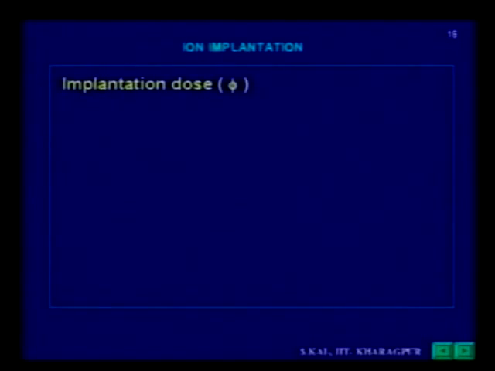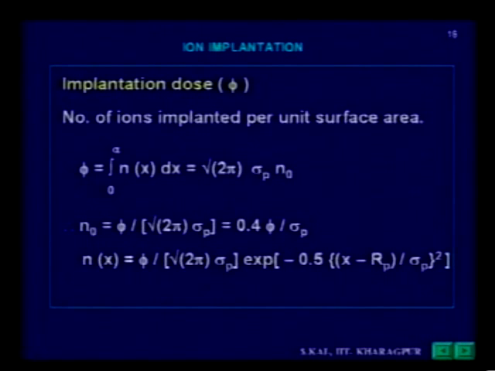The deviations are seen just in the tail regions. That means at the surface and away from the RP value. So that means away from the projected range, that means deeper into the substrate, in these two regions this LSS theory of perfect Gaussian profile isn't valid. And these tail regions are explained by another technique, the four-moment approach, that is Pearson four distribution. So before that, let us give you an expression for the implantation dose.